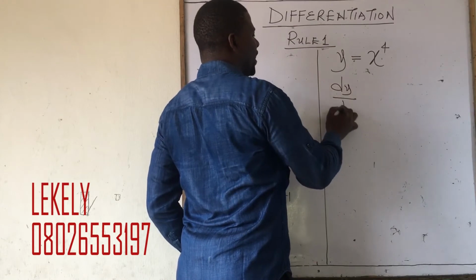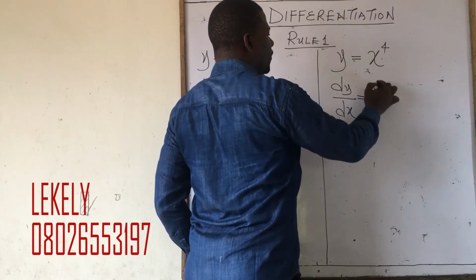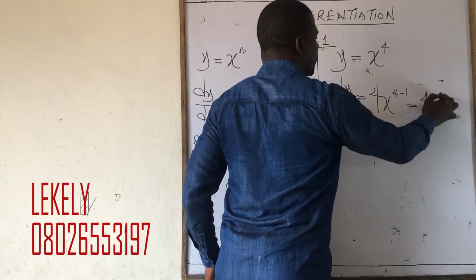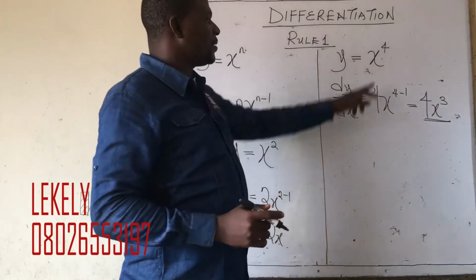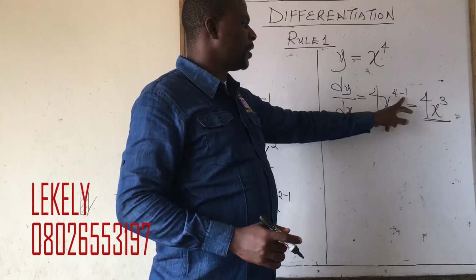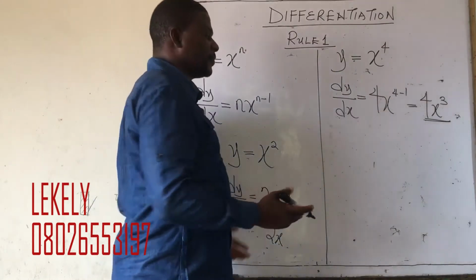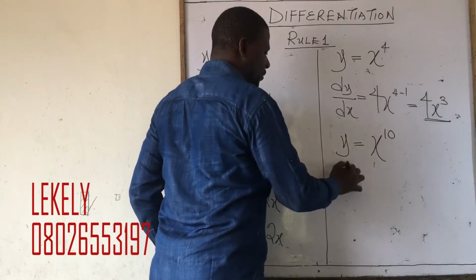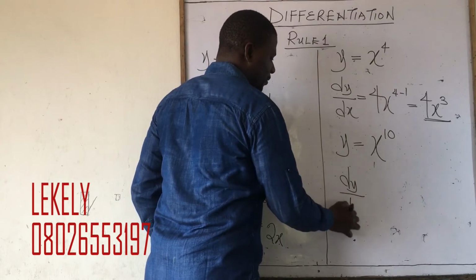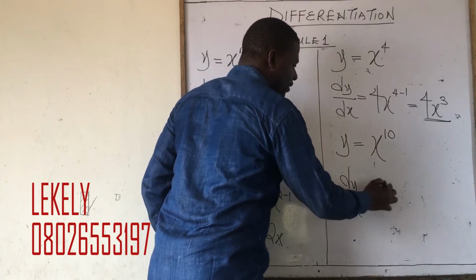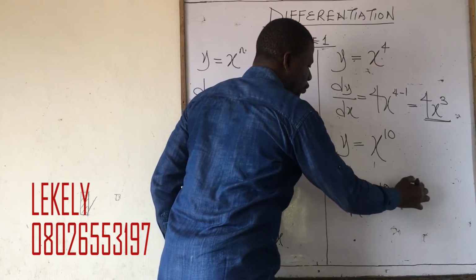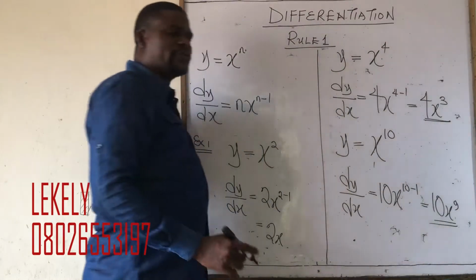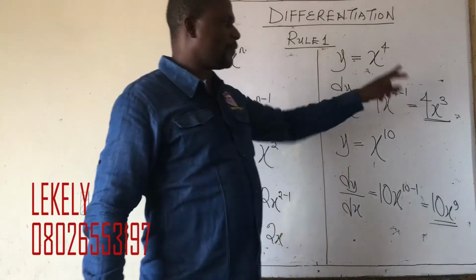So if I have y equals x raised to power 4 and I want to differentiate, dy dx is going to be 4x raised to power 4 minus 1, which will now be 4x^3. So bring down the 4 and minus 1 from it. 4 minus 1 gave us 3. If you are asked to differentiate y equals x raised to power 10, of course your dy dx is going to be 10x raised to power 10 minus 1, which is 10x^9. Very straightforward. You always minus 1 from the power.